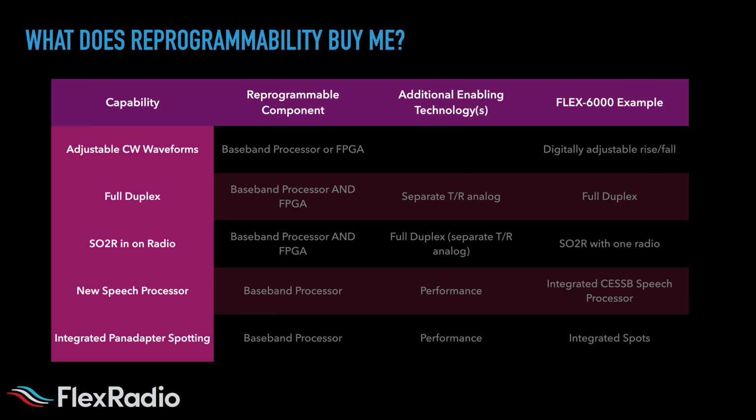Another thing that we've added because of these capabilities is the integrated panadapter spots. So you can now pull spots in from an external spot source and show them directly on the screen of your radio or in a remote client. And again, this is because the baseband processor is programmable, connected to the internet, and we're able to grab that data and then show it in your radio.